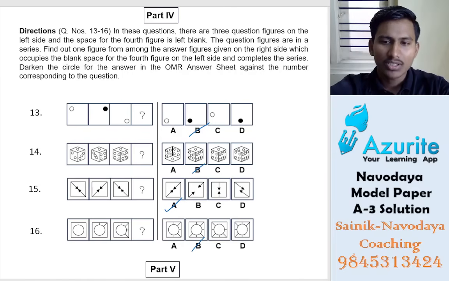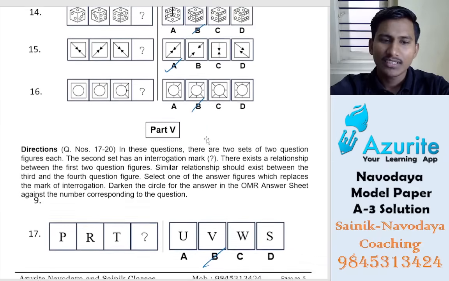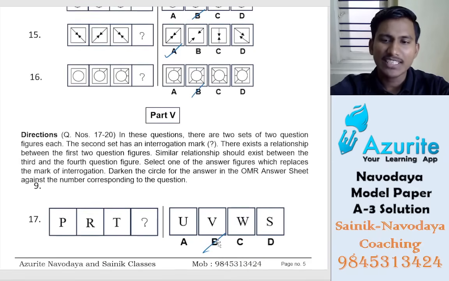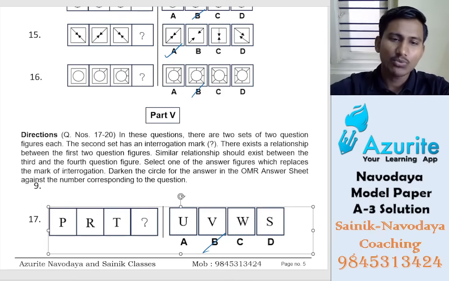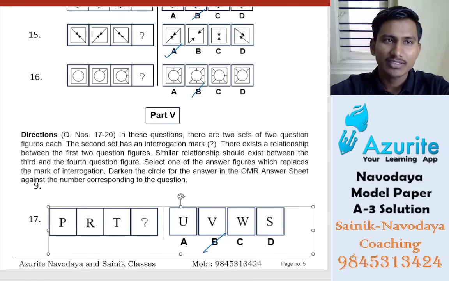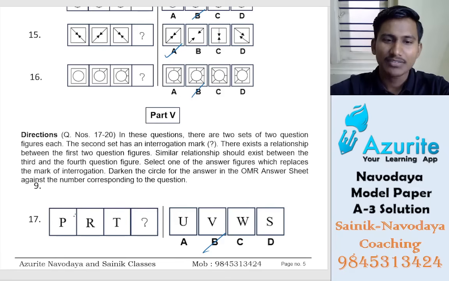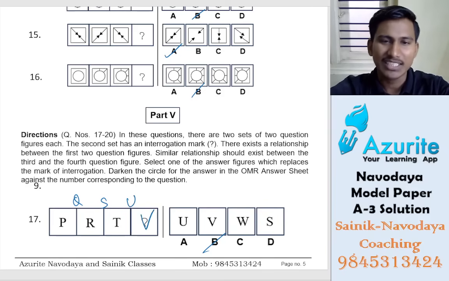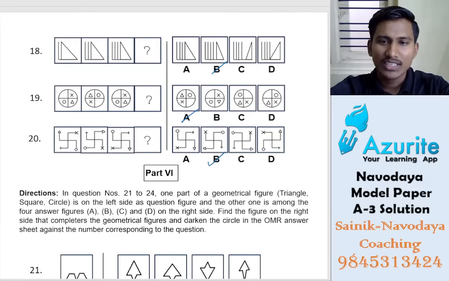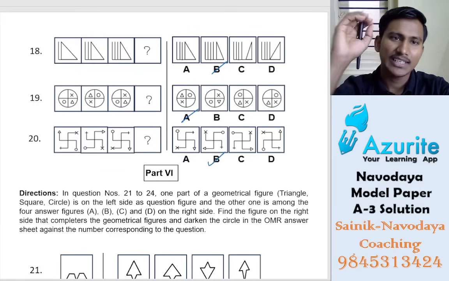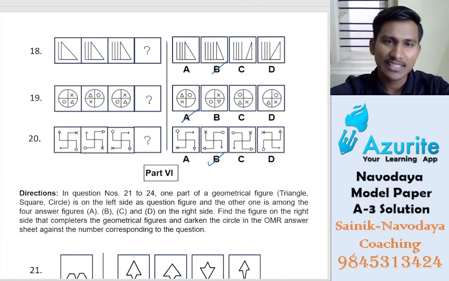Okay. So next if you see, that is 17 question. 17 is B, right? Why? P. After P, Q will come, right? Yes. Sir, one missing. One missing, right? After P, Q, R, S, T, U, V will come. So option is option B here. Understand? So here 18 is B, 19 is A, and 20 is B here.